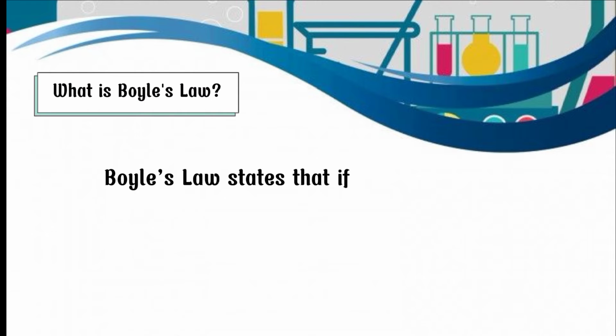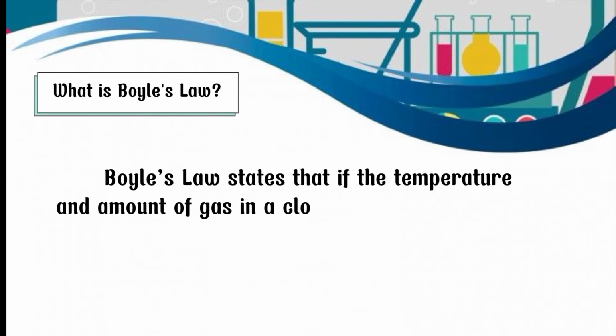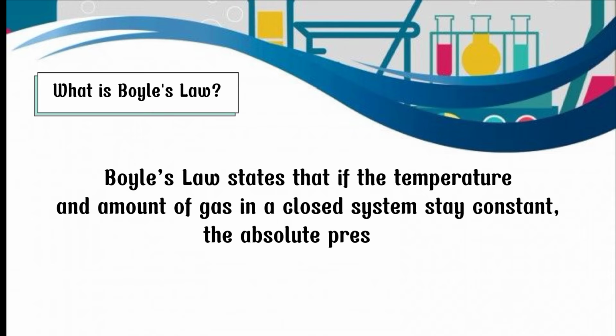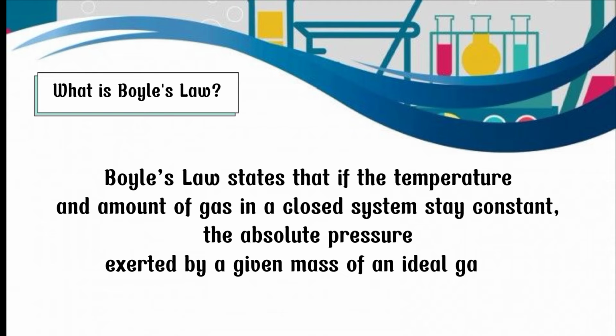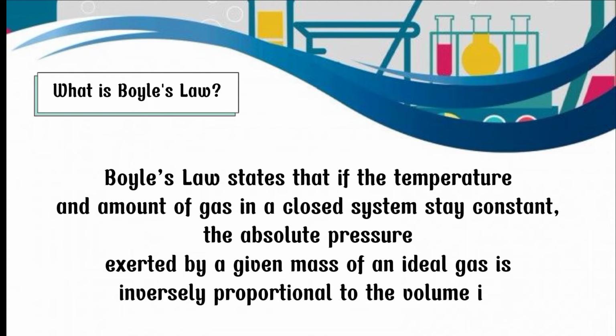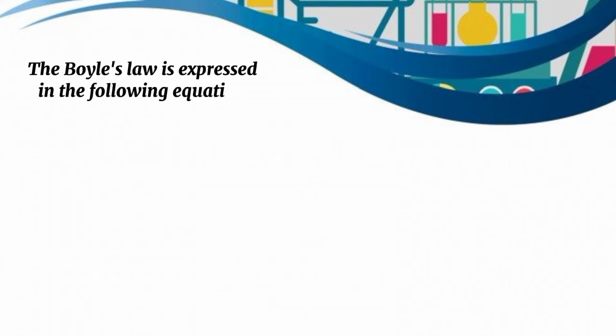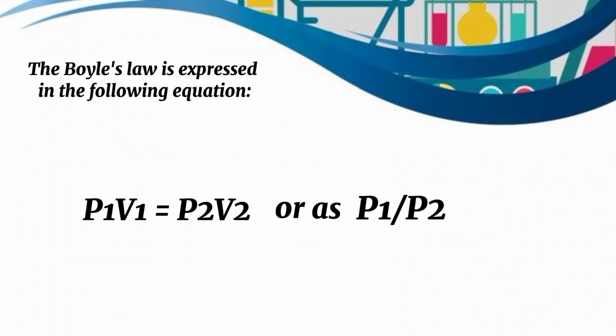Boyle's law states that if the temperature and amount of gas in a closed system stay constant, the absolute pressure exerted by a given mass of an ideal gas is inversely proportional to the volume it occupies. Boyle's law is expressed in the following equation. The first one is P sub 1, V sub 1, is equal to P sub 2, V sub 2, or as P sub 1 over P sub 2 is equal to V sub 2 over V sub 1.